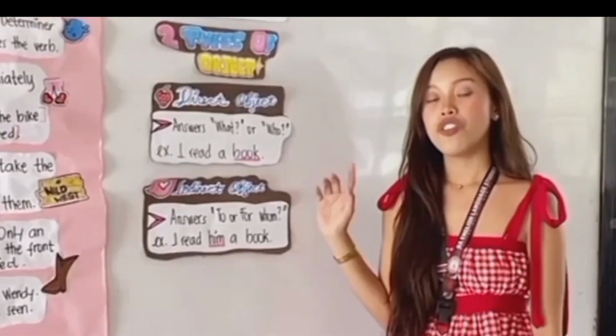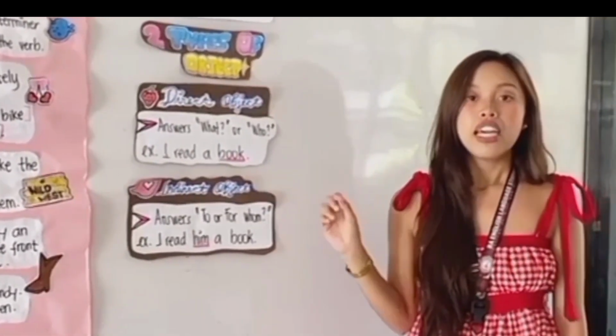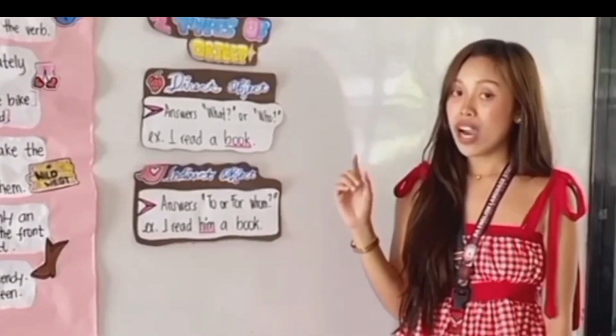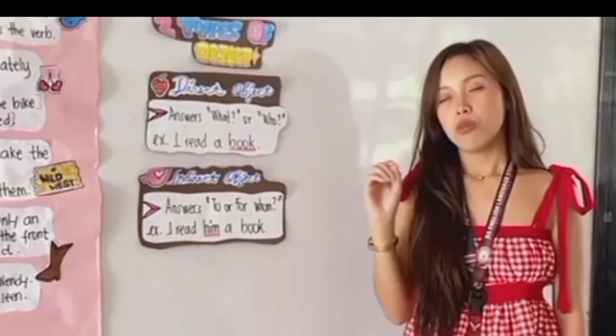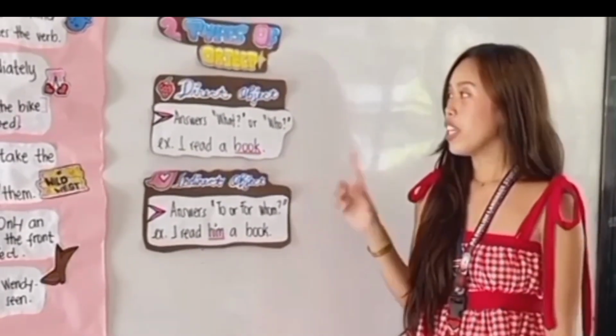And there are two types of object. We have the indirect object and the direct object. The direct object is the primary receiver of the action. It answers to what and who. For example, she hugged the teddy bear, so she hugged the what? The teddy bear is our direct object.